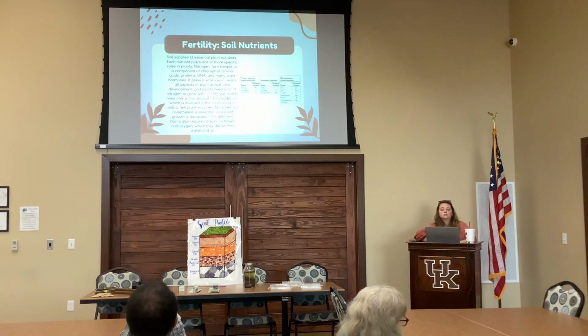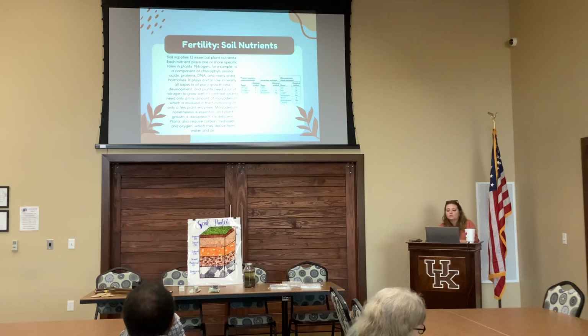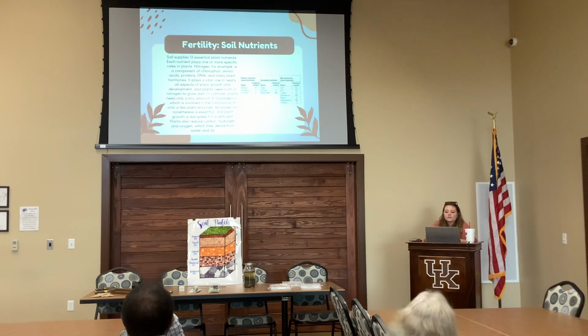Soil nutrients. So the soil itself supplies 13 essential plant nutrients, and each nutrient plays a very vital and specific role in plant life. Nitrogen, for example, is a component of chlorophyll, which is normally associated with being green, and it's also in amino acids, proteins, DNA, and many plant hormones. It plays a very vital role in nearly all aspects of plant growth and development, and plants need a lot of nitrogen to grow well. In contrast, plants need a tiny amount of molybdenum, which is involved in the functioning of a few plant enzymes. Molybdenum, nonetheless, is essential, and plant growth is disrupted if it is deficient.